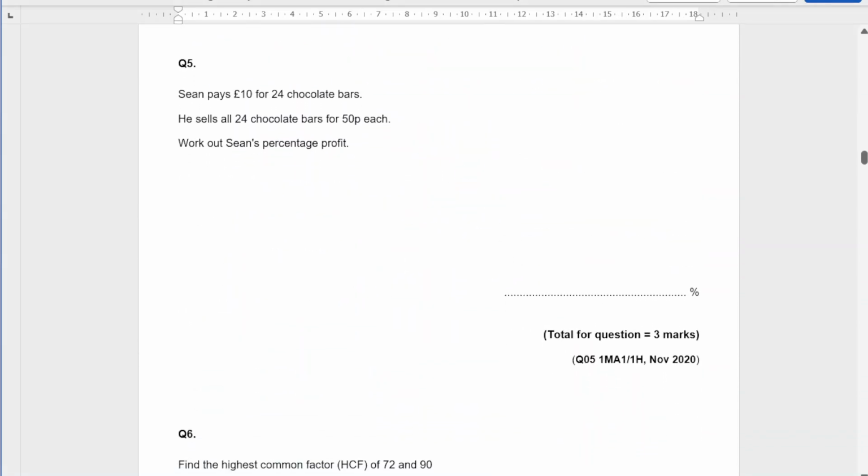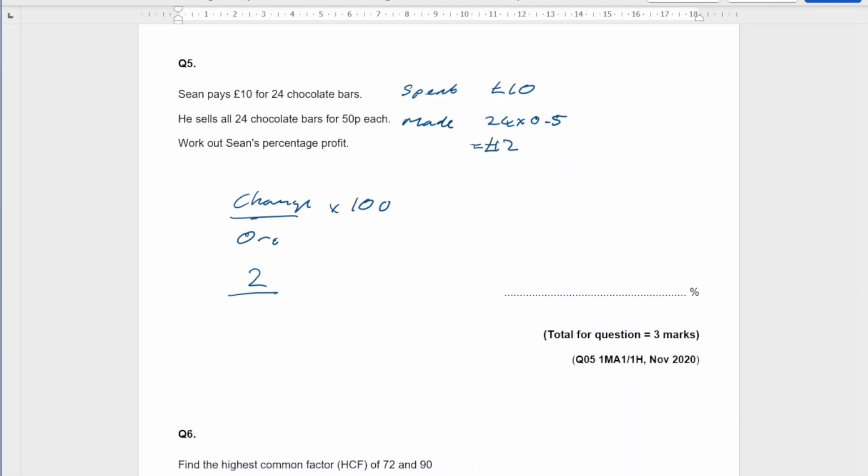Question 5. Sean pays £10 for 24 chocolate bars. He sells 24 chocolate bars for 50 pence each. Work out the profit that he makes. So let's just clear this up. He spent £10 and he made 24 times 0.5, so he made £12. So percentage profit is going to be the change divided by the original times 100. So he made 2 out of £10, which kind of tells us straight away that that's going to be 20%.